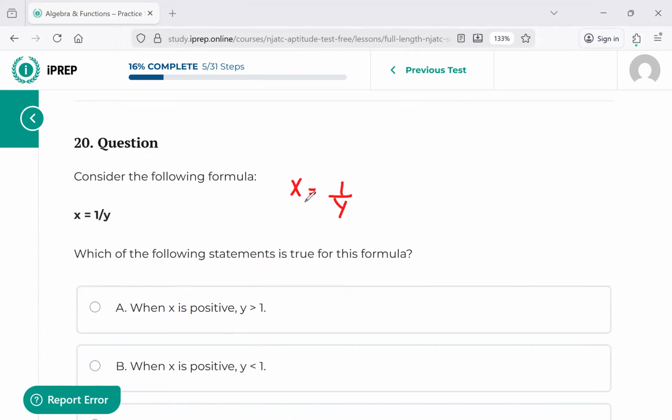If you cross multiply to try to get y by itself, you're going to get yx equals 1. And then if you divide both sides by x, you get y equals 1 over x. This is not a linear line. This is a rational function because it's in a fraction, right? So no, we can't graph it. So what we'll do is just try plugging in values. So let's look at each. So we have x equals 1 over y, right?